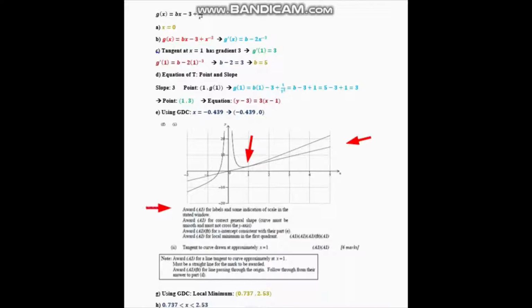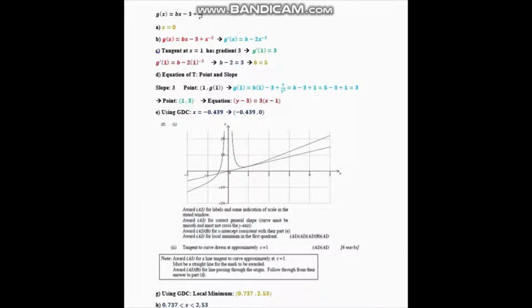You get one mark for labels and scale of the axes, so x and y and the corresponding numbers. One mark for the correct general shape and a smooth curve that does not cross the y-axis, because there is an asymptote when x equals 0. The y-axis is an asymptote, so the curve cannot cross the y-axis.